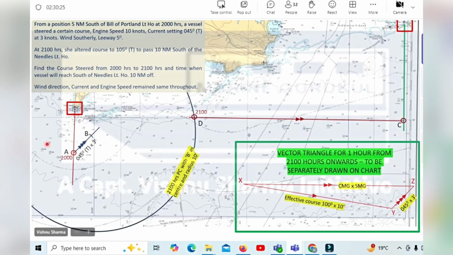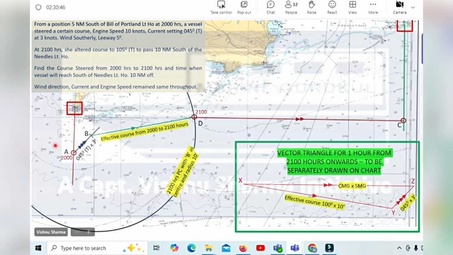Now B to D cannot be the CTS. Why? Because the wind is also there. So B to D will be the effective course from 2000 to 2100 hours. You can counteract 5 degrees of southerly wind on this and get the CTS from 2000 to 2100 hours.